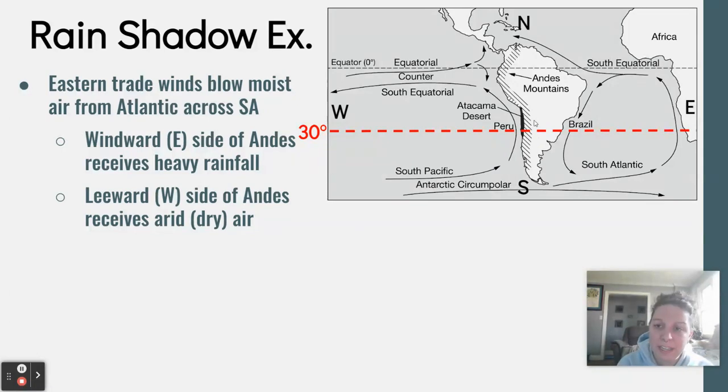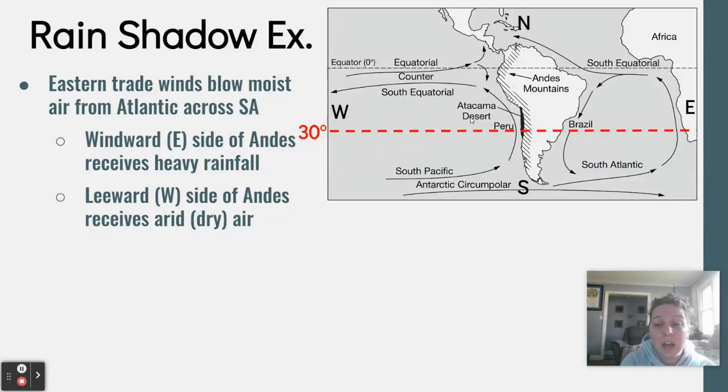So all of this inland area is going to where we see that lush tropical rainforest. And then the leeward side over here on the coast is going to be where we're going to have that warmer air with less water, giving us the Atacama.